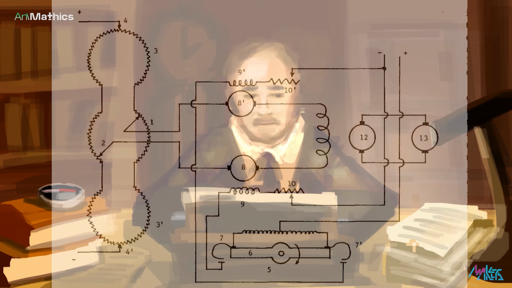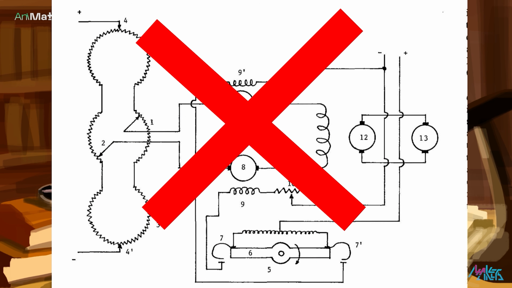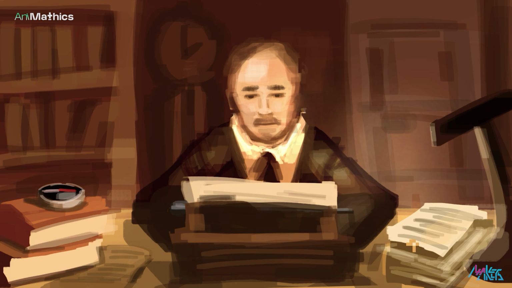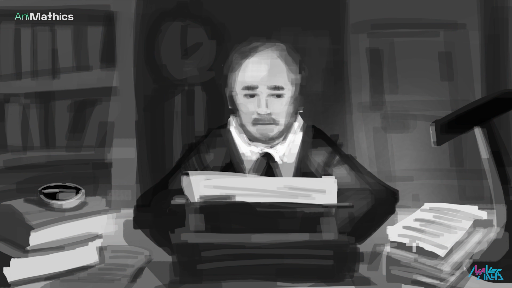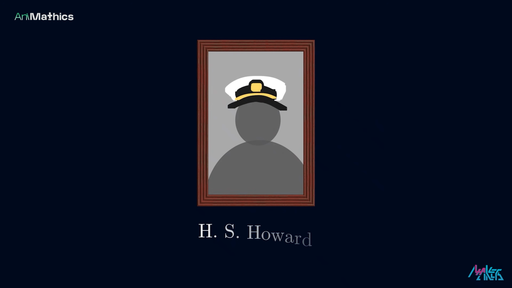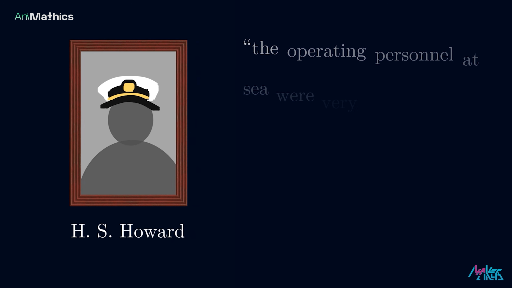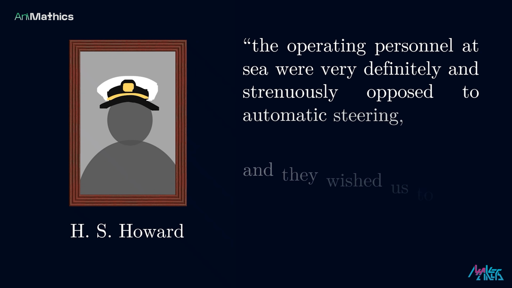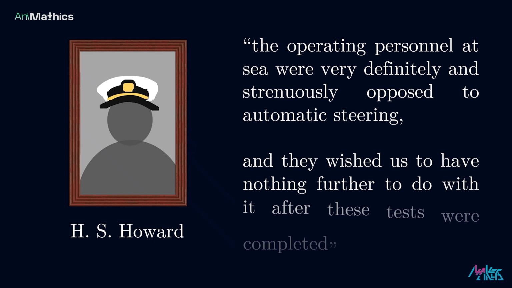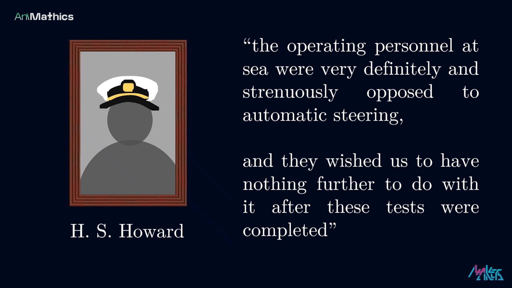So what did Minorsky do after inventing a near-perfect controller capable of automatically managing a system over long periods with accuracy surpassing even humans? He was ignored. Minorsky's PID system was removed from the USS New Mexico, and he was not permitted to test an automatic system on any ship again. Captain H.S. Howard of the U.S. Navy explained, the operating personnel at sea were very definitely and strenuously opposed to automatic steering, and they wished us to have nothing further to do with it after these tests were completed.